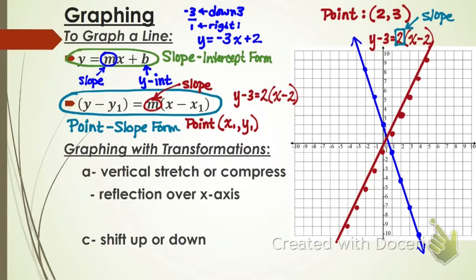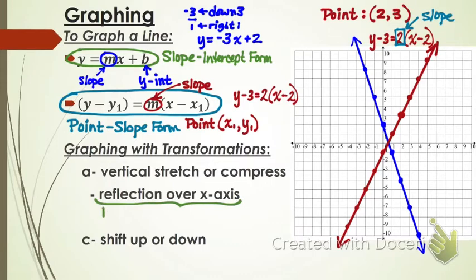Do you guys remember A, H, and K at all? Does that sound familiar? Good. A, H, and K help me transform any parent function graph. A is going to stretch or compress things vertically, or it will reflect it over the x-axis. How would I know if it's a reflection? Negative. If A is negative.